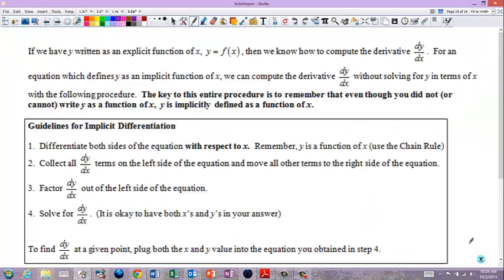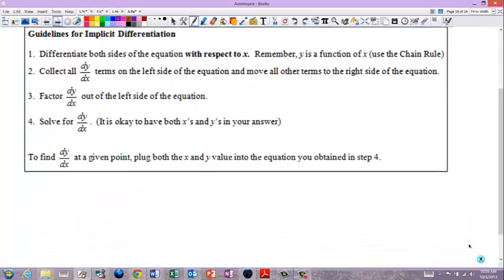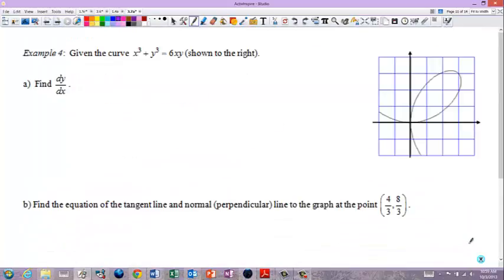Alright. If we have blah, blah, blah, blah, here's your rules. Yeah, we're just going to go right on through that. You can read that if you want to. Alright, given the curve x cubed plus y cubed equals 6xy shown to the right, you find dy/dx.